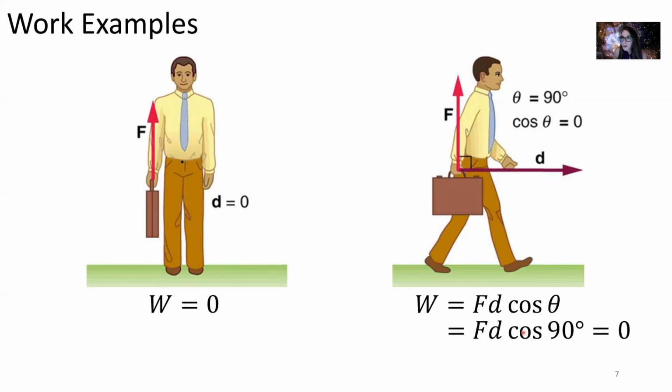Cosine of 90 is 0. So even in this case, we're doing no work on the system either.